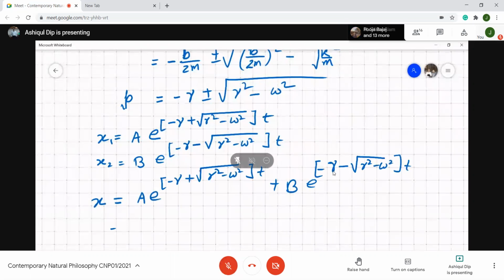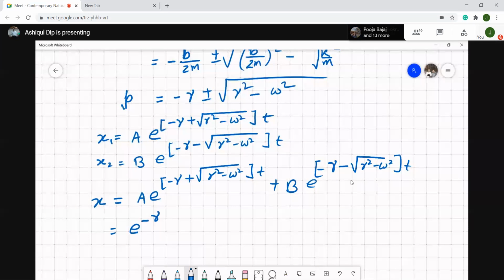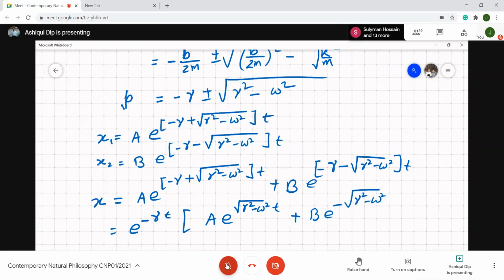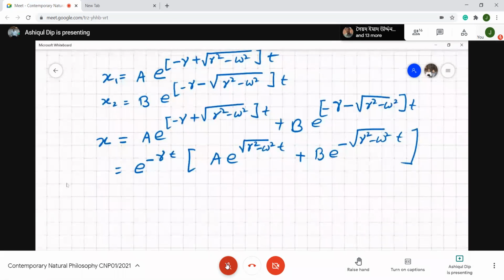So if you factor e to the power negative gamma t out, then you get e to the power negative gamma t times A e to the power square root gamma square minus omega square is 2 plus B e to the power negative square root of gamma square minus omega square. So this is our general solution to a damped harmonic oscillator, right? So generic one. Absolute general and generic solution.